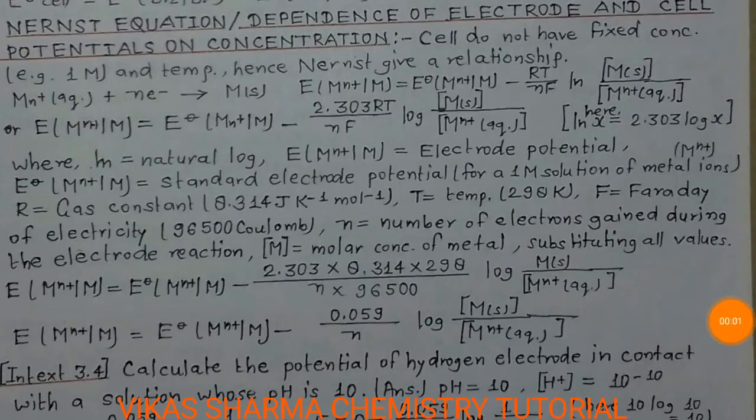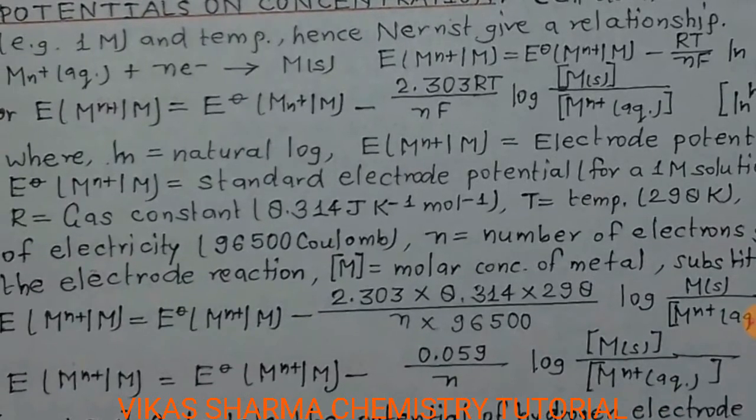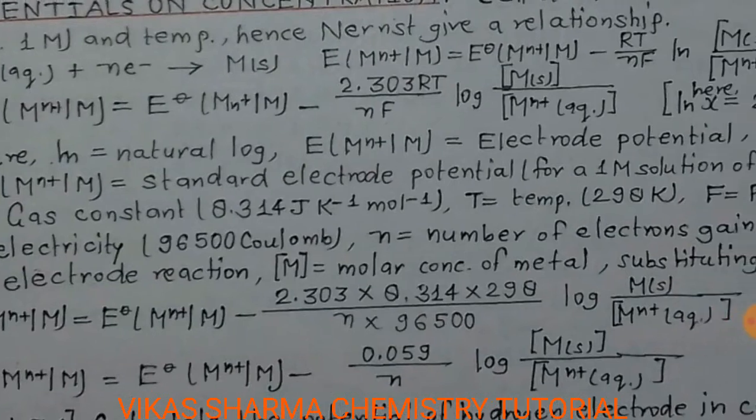Student, today's topic is the Nernst equation, the dependence of electrode and cell potential on concentration. The cell does not have fixed concentration, for example 1 molarity and temperature, hence Nernst gave a relationship for the electrode potential when the various concentrations of anode and cathode are given.